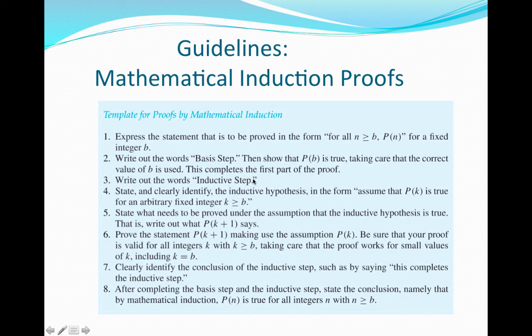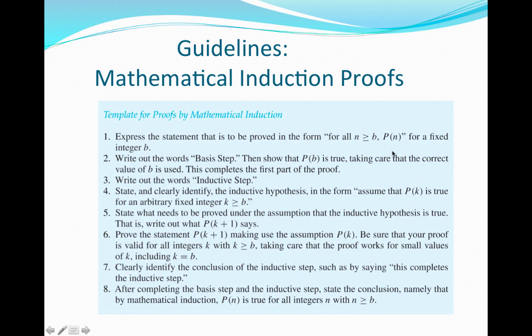So the first thing to do is write the words inductive step. Then you're going to state and clearly identify the induction hypothesis. So you're going to write, assume that P of k is true for an arbitrary fixed integer k greater than or equal to b. Remembering that P of k is a generic property within these guidelines, but you should always interpret what P of k is.